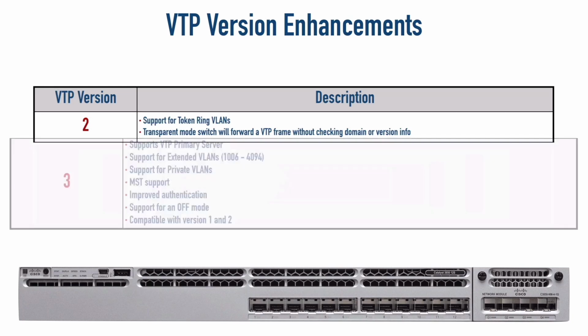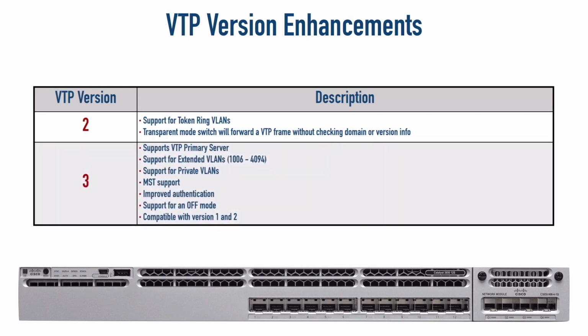Now with VTP version 3, we mentioned that it supports that primary server where we have that one switch on which we can create, delete, or modify VLANs, and that's going to prevent somebody from adding a switch intentionally or accidentally that could have a higher configuration revision number and delete everything on all the switches. We want to prevent that. Also, something we could not do with VTP versions 1 and 2, we could not support extended VLANs in the range of 1006 through 4094. We can with VTP version 3.